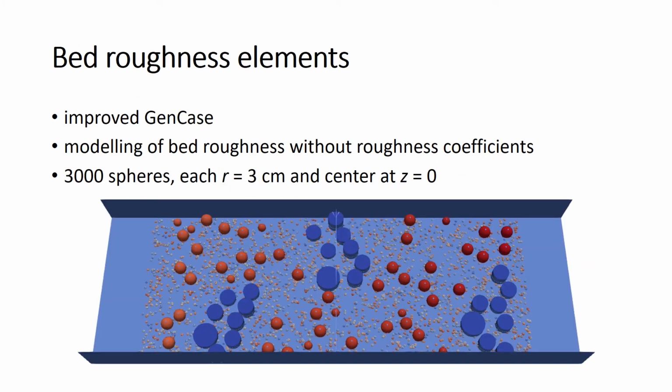Bed roughness elements. In hydraulic modeling, a very important role is played by the roughness of solid surfaces. The new preprocessing features allow the generation of roughness elements that are distributed randomly over their selected surface, which allows modeling of channel bed roughness without the use of roughness coefficients. In our model, a total of 3,000 small spheres were used to model the bed roughness of pebbles. This figure shows the geometry with various elements, bed roughness, and additional smooth sections.